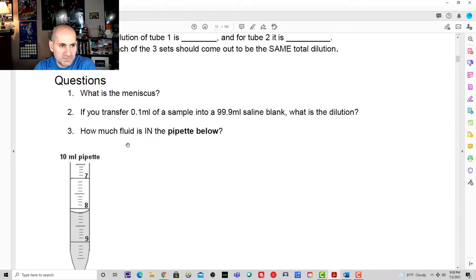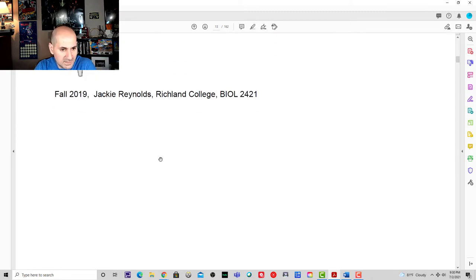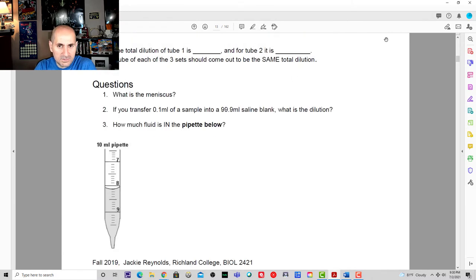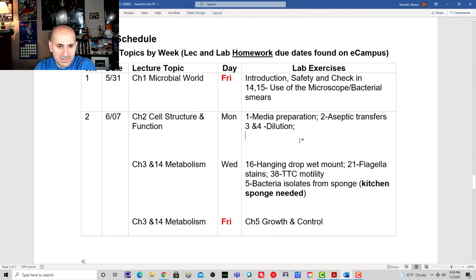Okay, and be able to do simple dilution factors. Like if I said, if you transfer 0.1 ml of a sample into 99.9 ml of saline blank, what's the dilution? Well, it's 0.1 over 100. 0.1 over 100 is the same as 1 over 1,000. So it's the 1 over 1,000 or 1 over 10 to the 3 dilution. Awesome. So I hope this helps. That's good stuff to know for the practical exam.